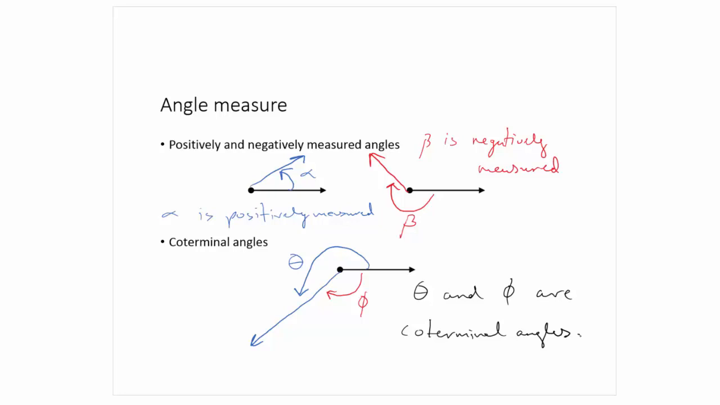For example, if I drew an angle, let me draw an angle gamma, and it makes a full rotation and then has the same terminal side. I'll call that angle gamma. And now theta, phi, and gamma are coterminal angles, as long as they have the same terminal side.